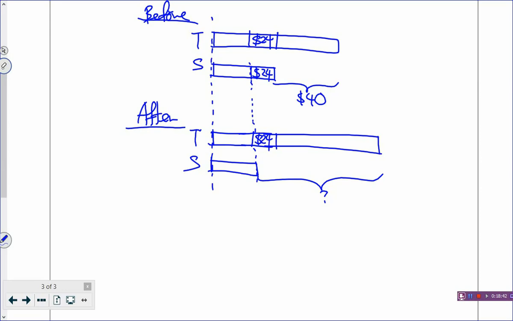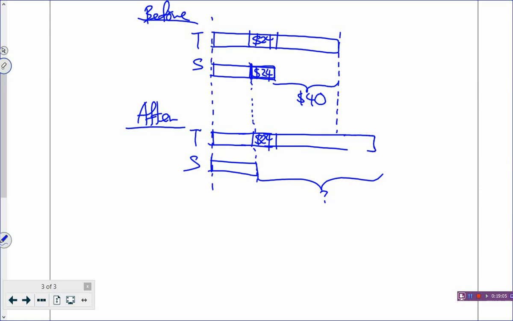Now, so Sam gave Tracy $24, right? So this $24 over here, that Sam has given or is going to give away, will now go to where? Will now go to here, right? So Sam has given $24 to Tracy. So now Tracy has more money. Okay, let me just draw a bit nicer.